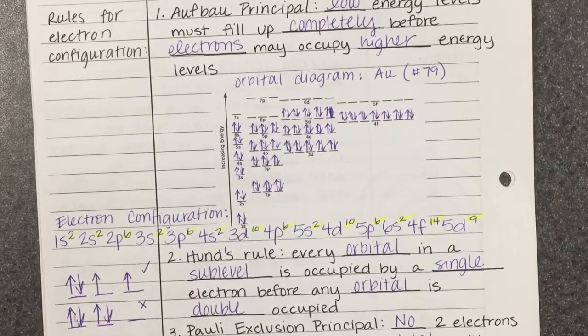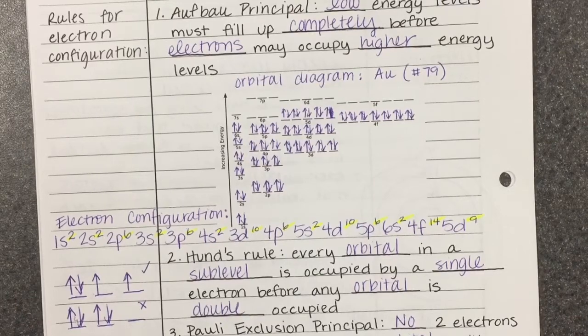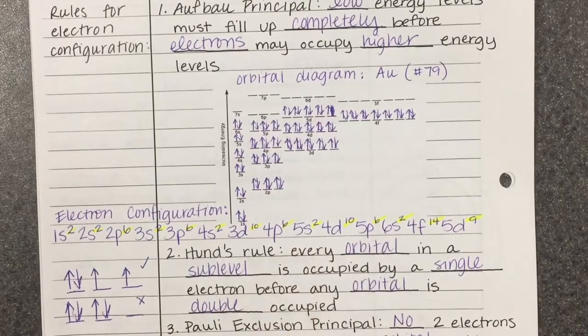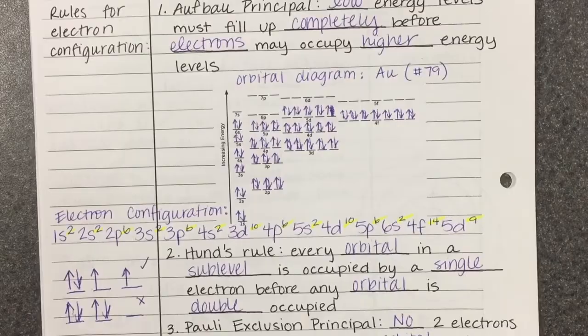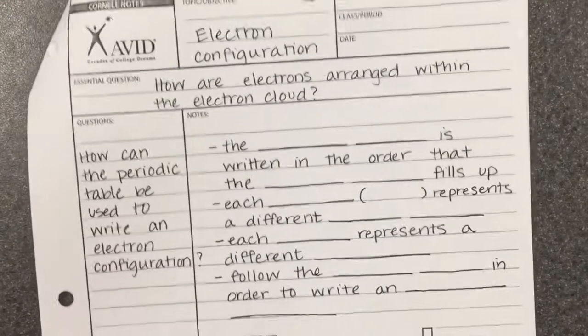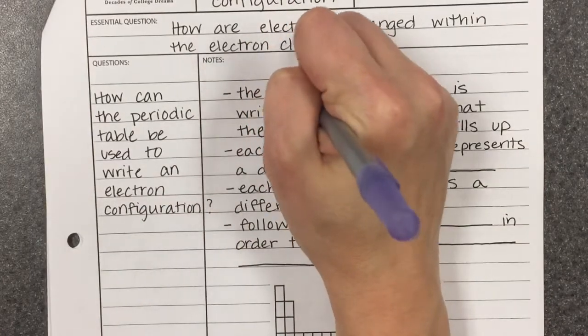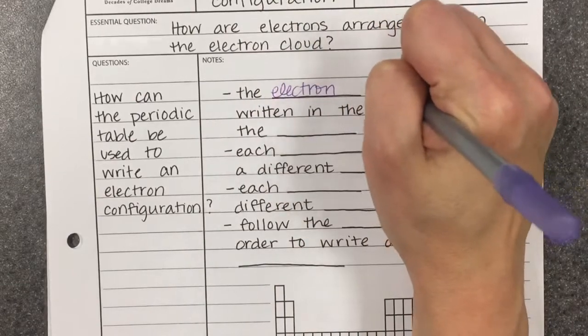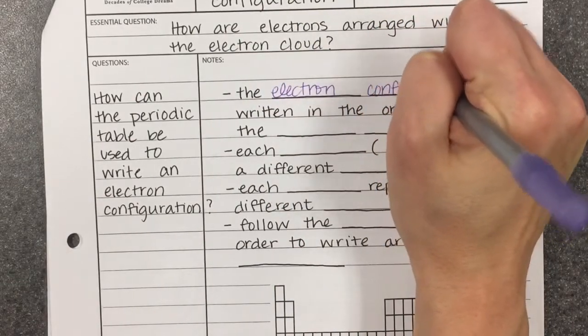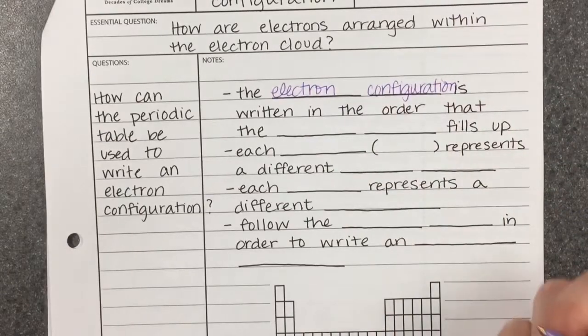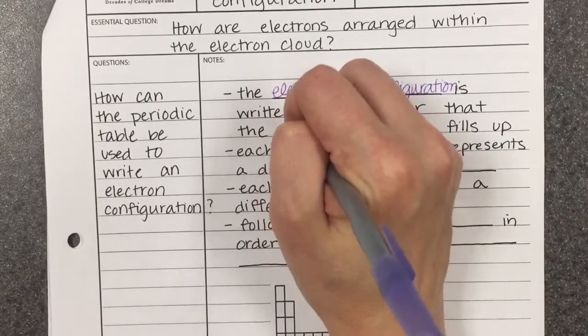And you might be thinking, how am I supposed to remember what order these fill up in? How do I know what fills up next? How do I know that it goes 5s, 4d, 5p? Well, the periodic table actually helps a lot with this. The electron configuration is written in the order that the periodic table fills up.